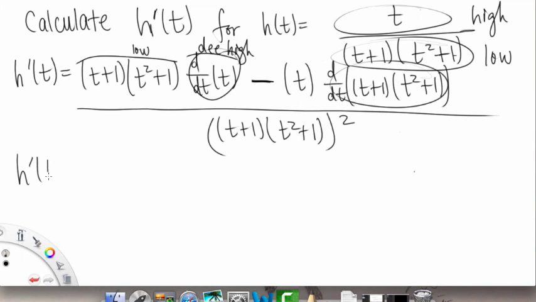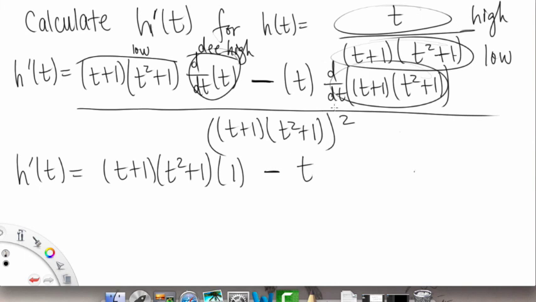Okay, so let's work with our d dt's. So h prime of t is going to equal, I think I'll just leave them for now as grouping, t plus 1 times t squared plus 1, and then the derivative of t with respect to t is just going to be a 1. And then we have that minus a t times what? Okay, so here we have a little bit of a problem, like this is kind of like Inception. We have a problem within a problem.